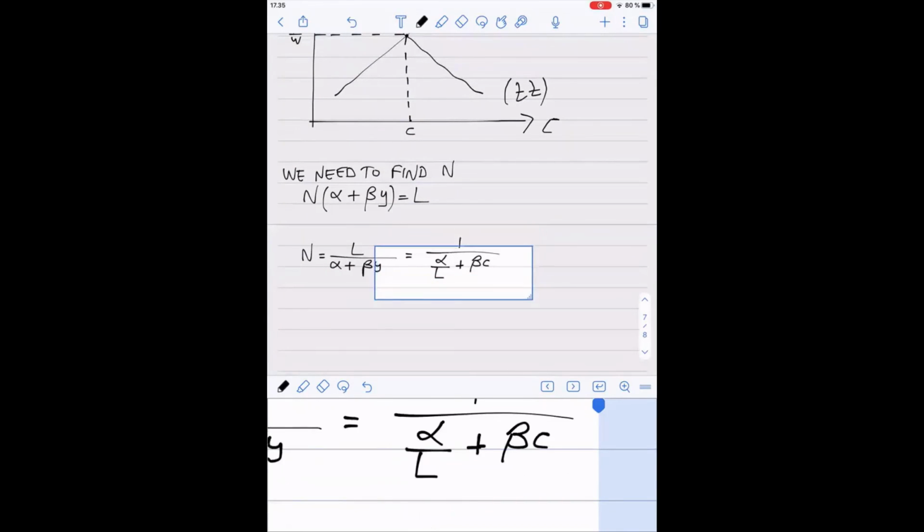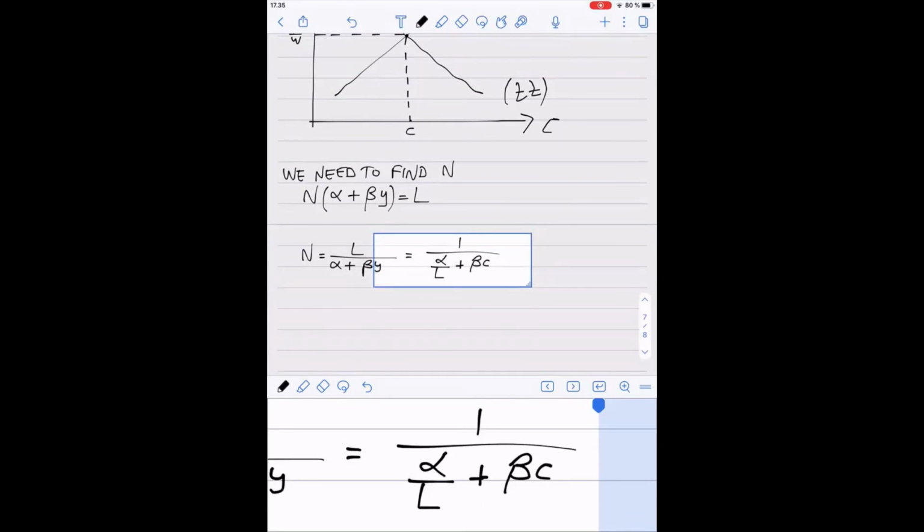You notice here that n is declining in C, which kind of makes sense, right? If the consumption of each individual variety increases, here we have a fixed number of workers. If you want to consume more of each variety, you have to move workers away from the fixed cost of production into the production of the variable part of the cost, and therefore you're going to reduce the number of varieties.